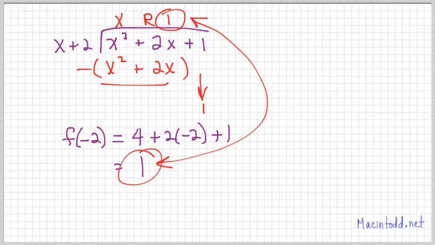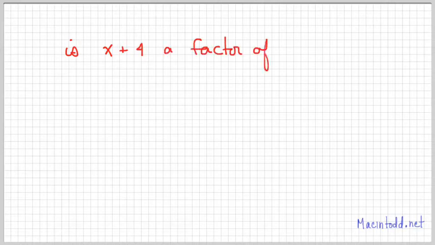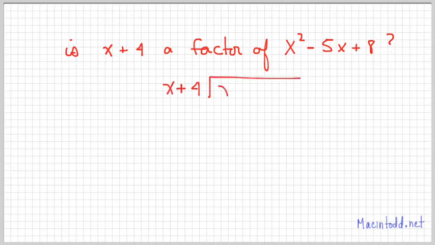That also tells me the f of negative 2 just by looking at the remainder. Now this has lots of implications. One primary one is answering a question like this: is x plus 4 a factor of x squared minus 5x plus 8? Well, one way I could test to see if it's a factor is I could actually carry out the division. I could go, hey, x plus 4, do you divide evenly into x squared minus 5x plus 8? But that long division takes a little bit of time.